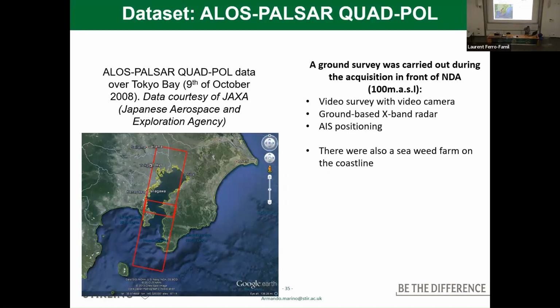If not, we can go to some examples of applying these detectors to see what happens when you try them. This is done with the image that I showed at the very start, an ALOS-1 image from JAXA, the Japanese Space Agency. This was acquired in Tokyo Bay in 2008.